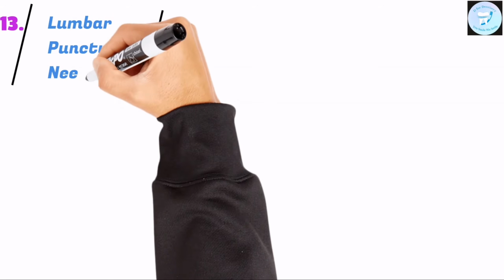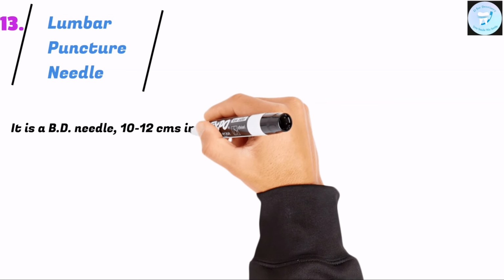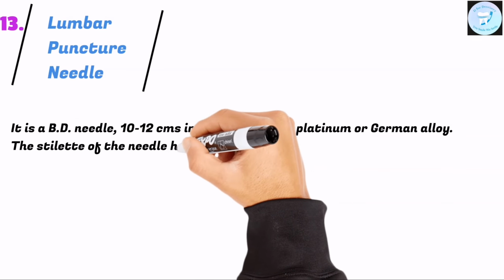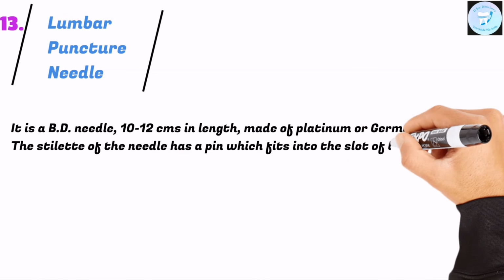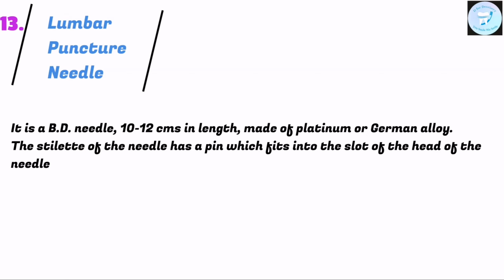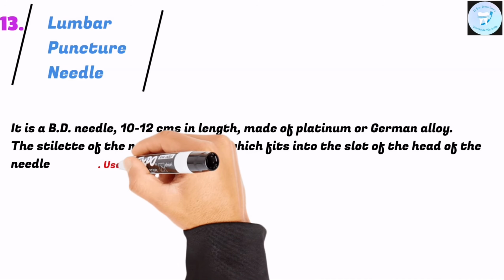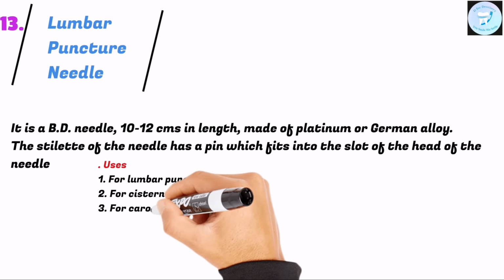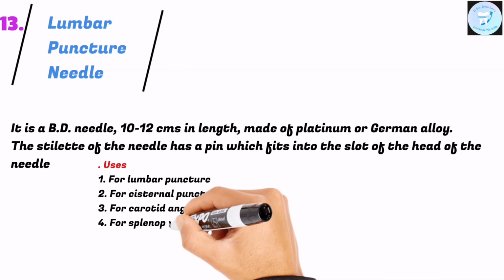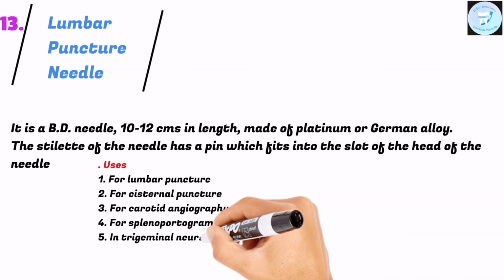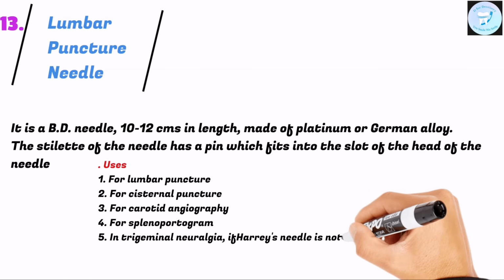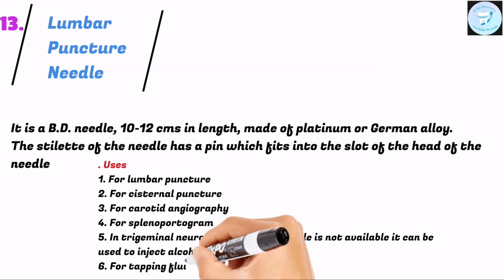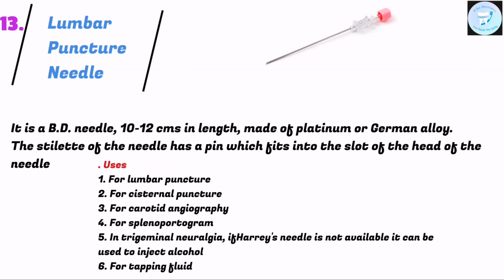13. Lumbar puncture needle. It is a BD needle, 10 to 12 cm long, made up of platinum or German alloy. The stylet of the needle has a pin which fits into the slot of the head of the needle. Uses: for lumbar puncture, for cisternal puncture, for carotid angiography, for splenoportogram, in trigeminal neuralgia. If Harry's needle is not available, it can be used to inject alcohol, for tapping fluid.